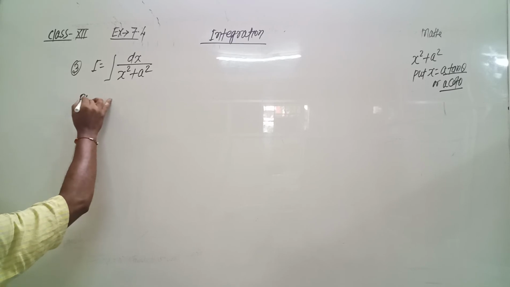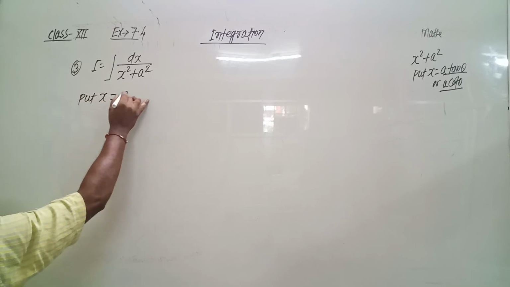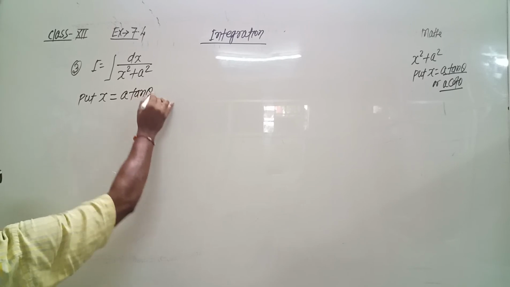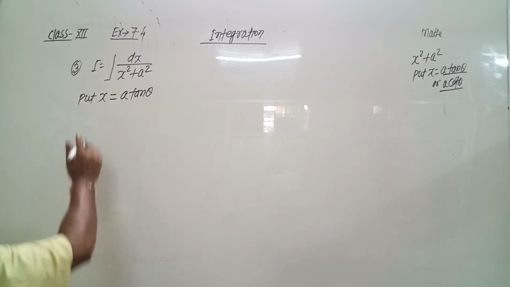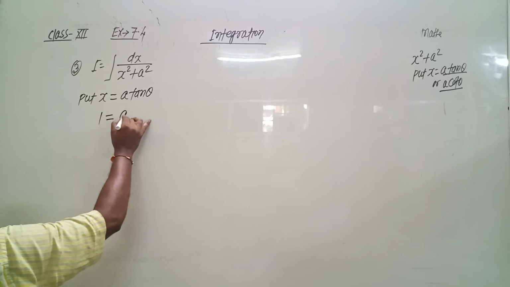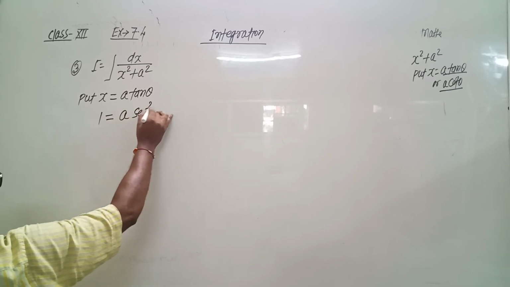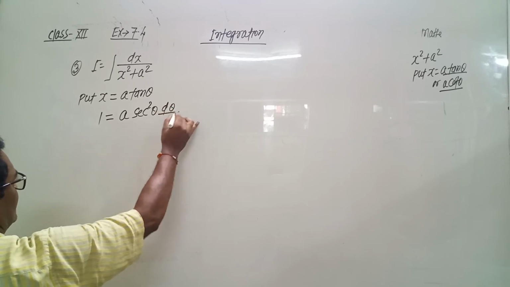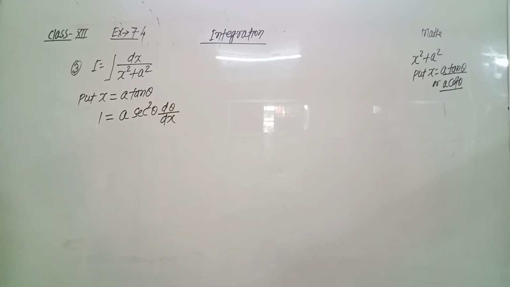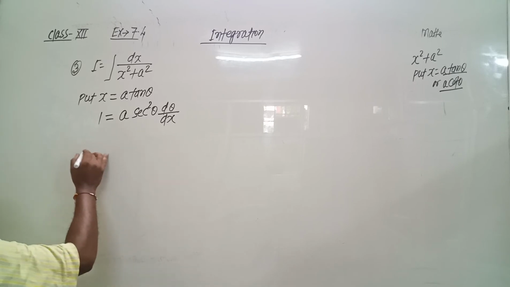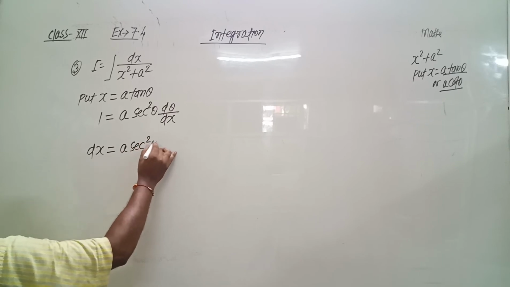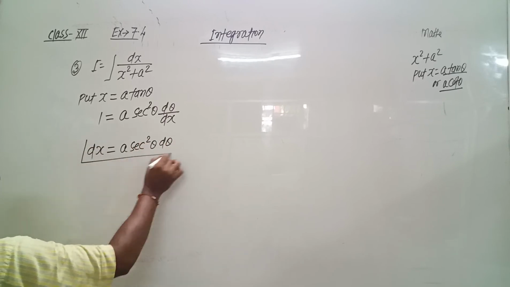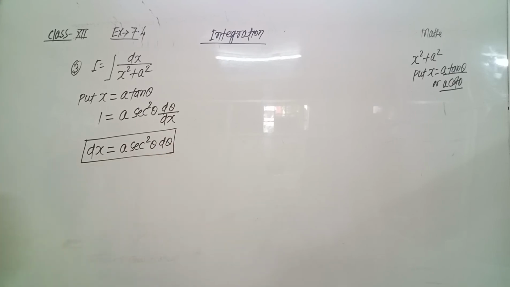So here put x equals to a tan theta and differentiate both sides with respect to x. Differentiation of x is 1, a as it is, differentiation of tan theta is sec square theta, and differentiation of theta is d theta by dx. Now by cross multiplication we get the value of dx. dx is equal to a sec square theta d theta. This is the value of dx.